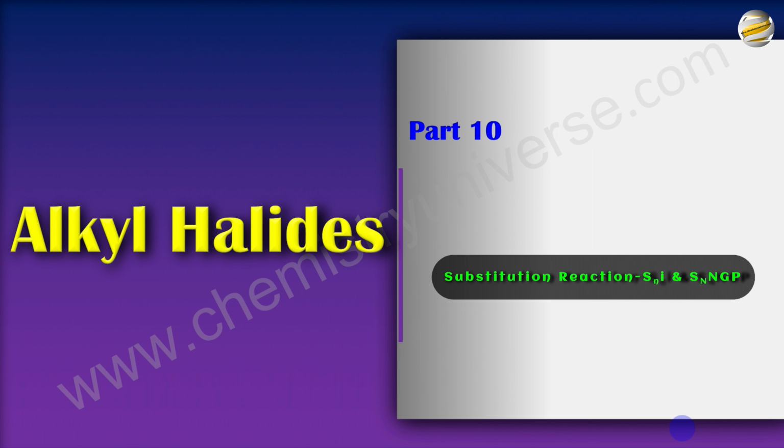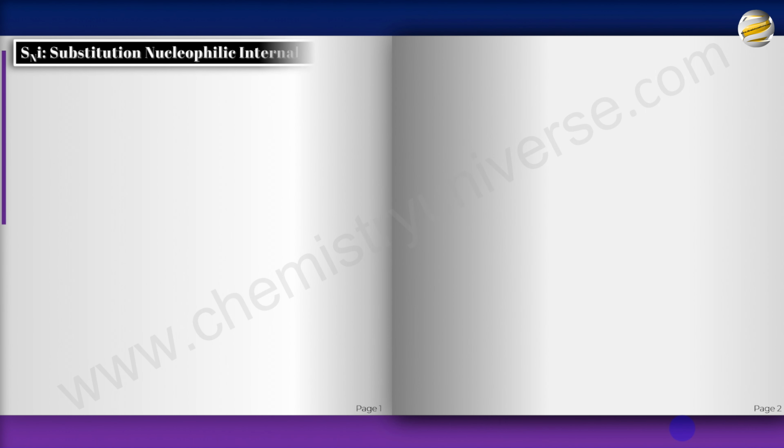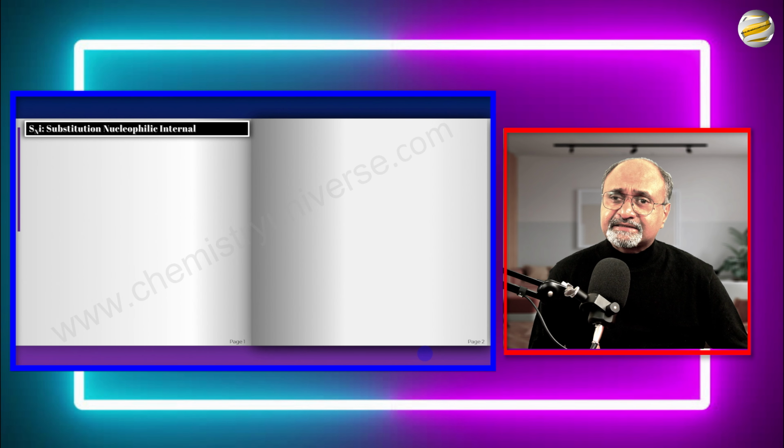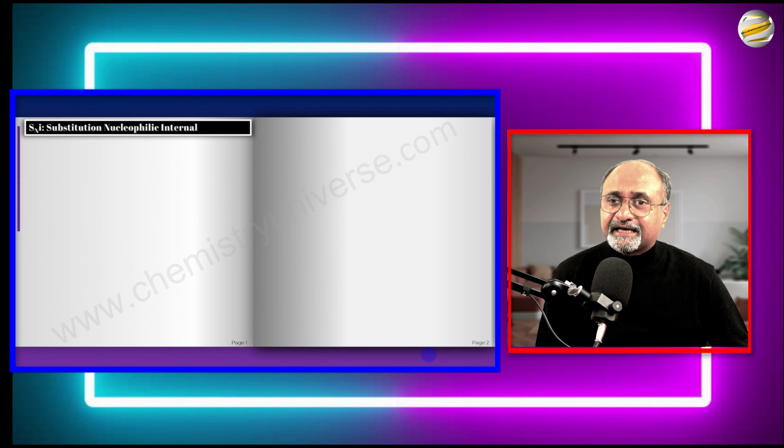Now, in SNi and SNGP, the first thing that you need to understand is SNi. SNi stands for substitution nucleophilic internal. What this basically means is that here the nucleophile and the substrate are the same molecule. In one sense, you can call it intramolecular, but we would prefer to call it substitution nucleophilic intramolecular. Definitely it is intramolecular because the nucleophile is a part of the same compound. The substrate has the nucleophile in itself. So that is why we call it SNi.